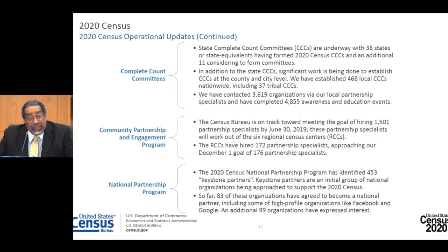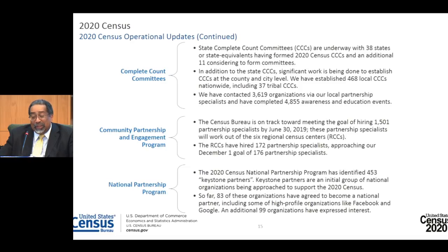I talked about the 38 states, or state equivalents, forming state complete count committees. I want to make a comment. In 2010, we did not officially have a state-level complete count committee initiative. This was an initiative started up getting ready for the 2020 census, and therefore we are building at that level. But at the lower level, 468 local complete count committees have already been established nationwide. This includes 37 tribal complete count committees.